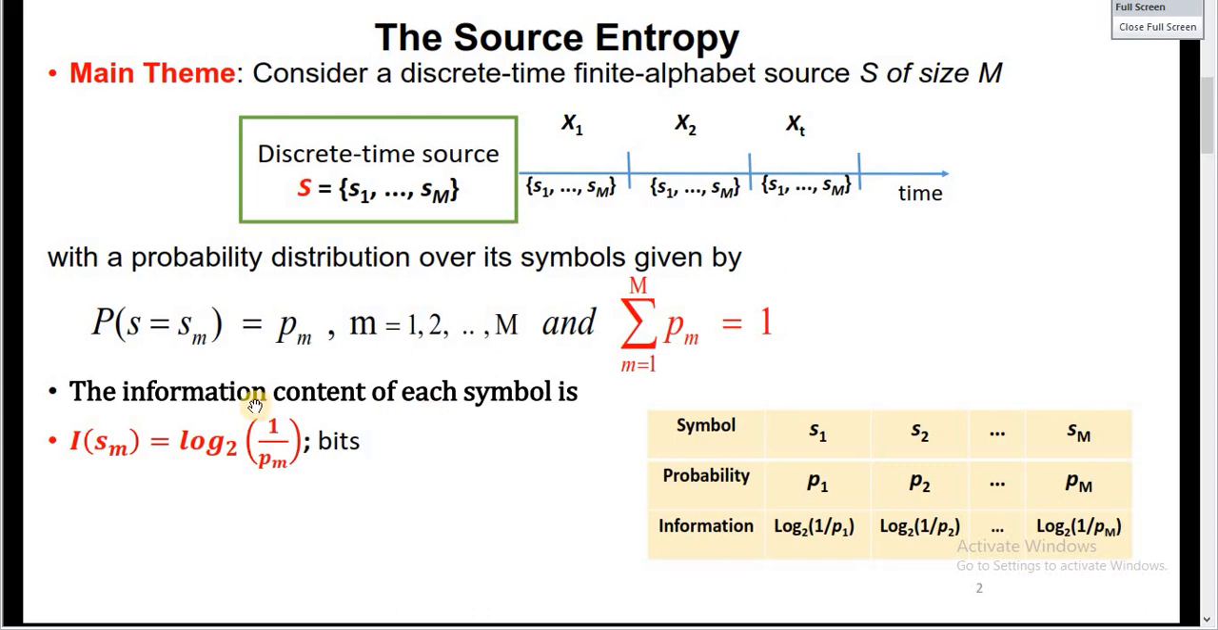In a previous lecture, we defined the information content of each symbol in the alphabet using this relationship: I of S sub m equal log base 2 1 over P sub m in bits. Using this definition of information, we can say that the information content of symbol S1 is log base 2 1 over P1, that of S2 is log base 2 1 over P2, and that of S sub m is log base 2 1 over P sub m. So these are the individual information produced by each one of the symbols Si.